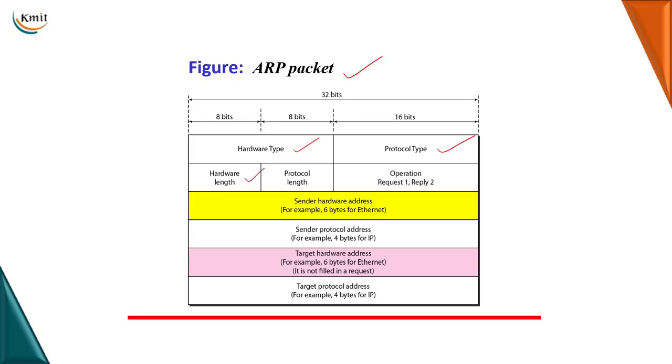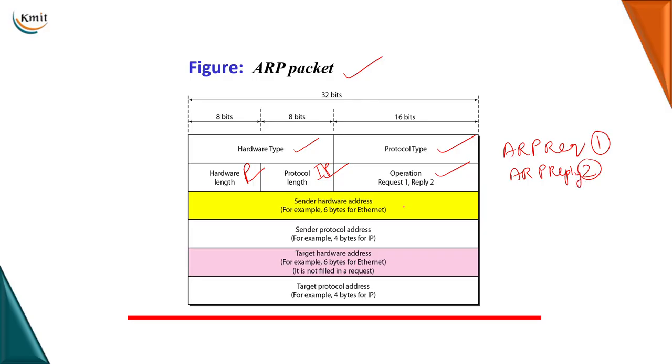Then the hardware length field specifies the length of the physical address, and the protocol length field specifies the length of the IP address. The operation field specifies two operations. ARP request is one operation and ARP reply is the other. For ARP request, the value is 1. For ARP reply, the value is 2.